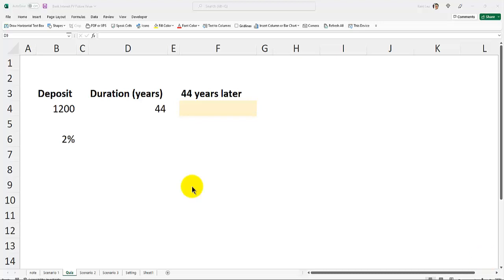Welcome. Now, if you put 1,200 into a bank with the interest of 2%, after 44 years, take a guess. How much would it become after 44 years?